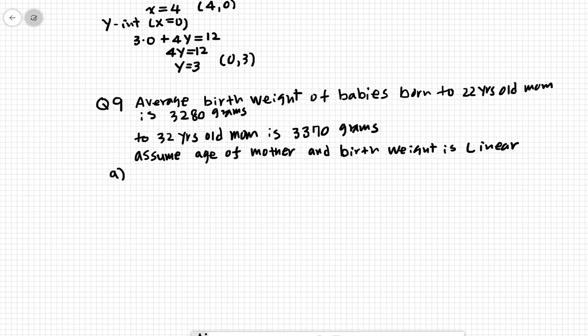The first question here is: write a linear equation that relates the age of the mother to the birth weight.